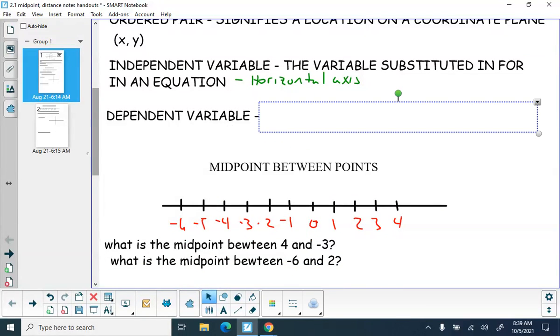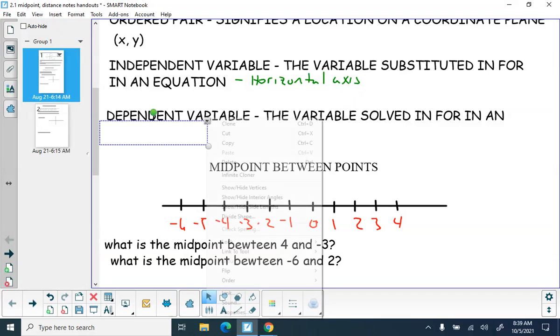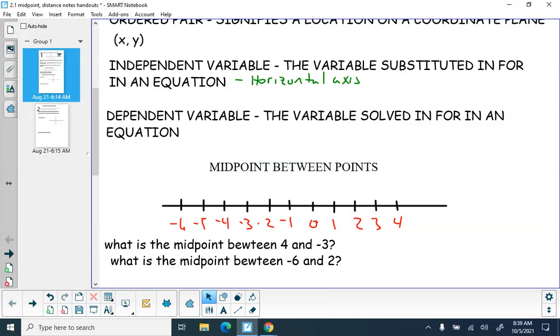We also have the dependent variable. It is the variable that's solved for in an equation. It is dependent on what you substitute in for the independent variable. This is typically the vertical axis. It is your typical vertical axis.